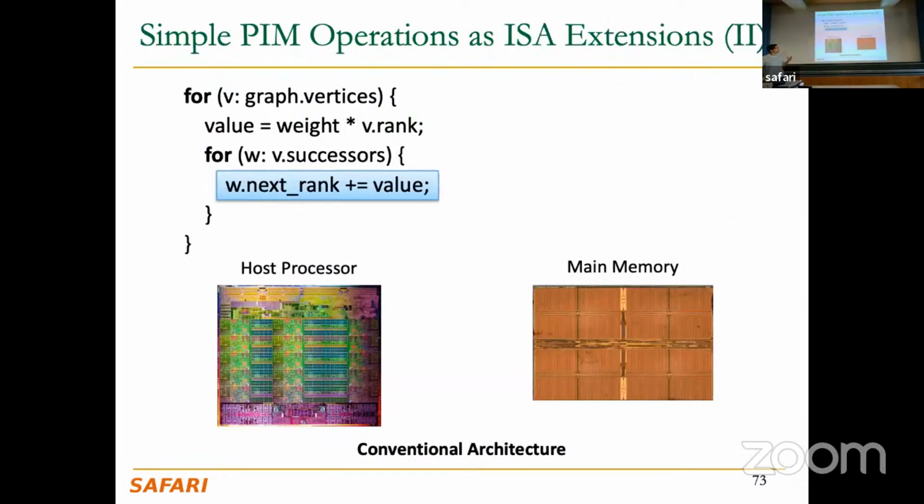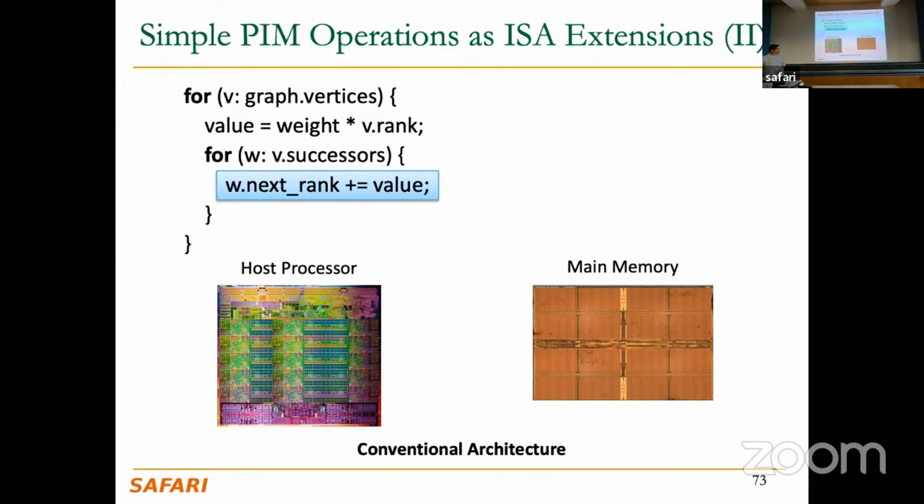The motivation for PEI is again the PageRank algorithm. You already know it. We go through the vertices of a graph, we update the successors, and in the end, updating the successors is just adding a certain value. The value is weight times rank of the parent vertex. We add this value to the next rank of the successor of the child vertex.